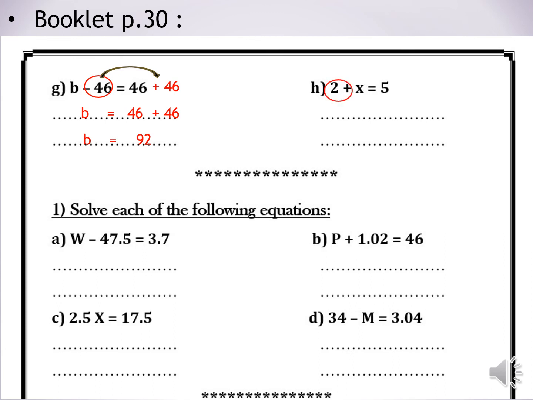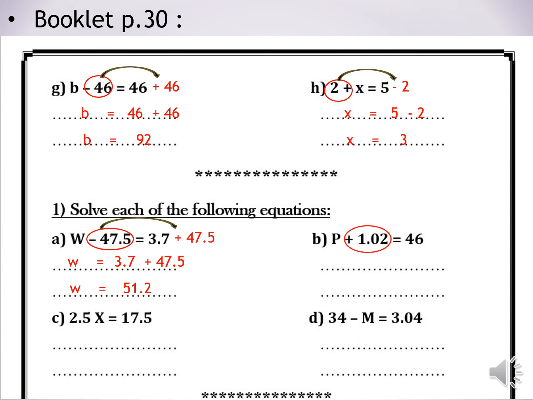Circle 2, send it to the other side with the opposite sign. So it will be minus 2. So x equals 5 minus 2, so x equals 3. Here, solve each of the following equations. Letter A, I have w minus 47.5 equals 3.7. Circle minus 47.5, send it to the other side with the opposite sign, so it will be plus 47.5. So w equals 3.7 plus 47.5, so w equals 51.2.